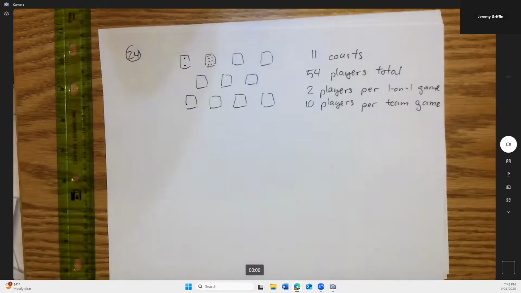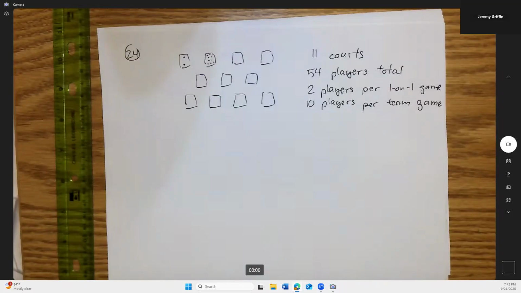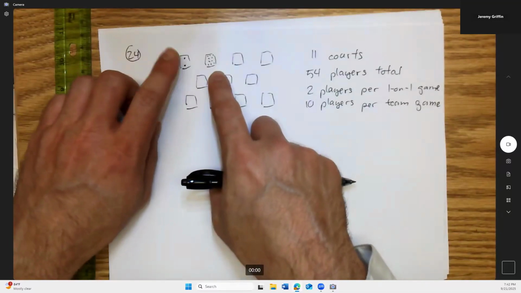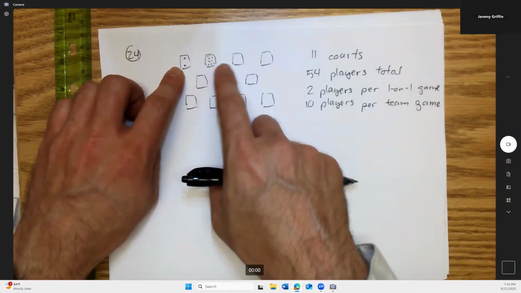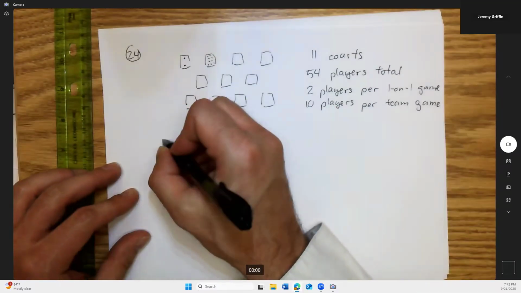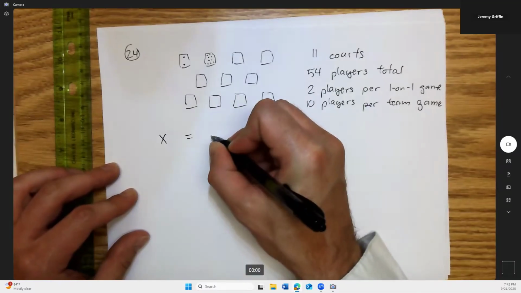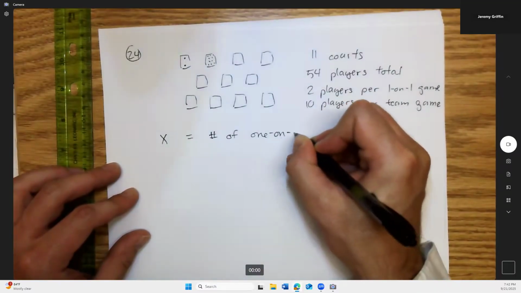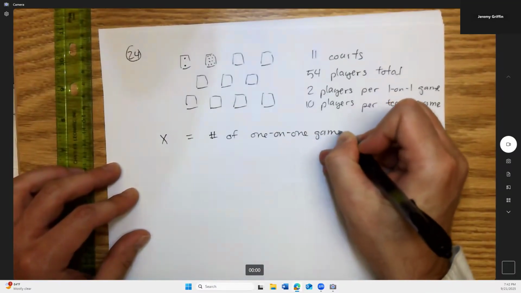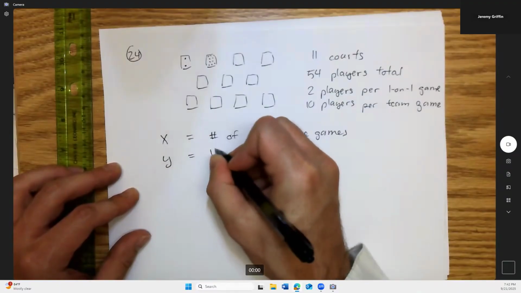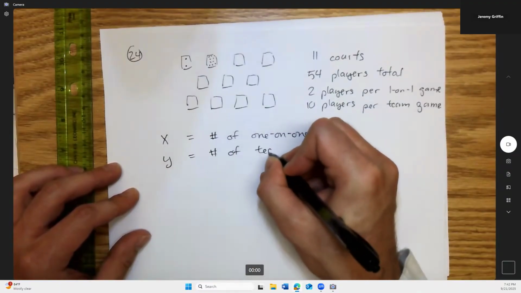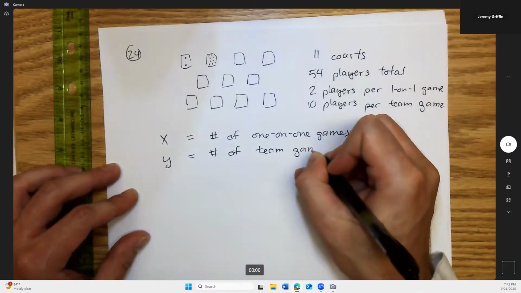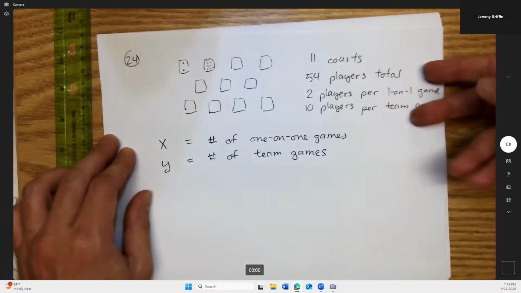All right, so how can we turn that into a system of equations and then solve that? And what would that represent? What I don't know is how many one-on-ones and how many of these team games are going on. That's sort of my x and my y right there. So I'll say x is the number of one-on-one games, and y equals the number of team games. I can make two equations out of that to satisfy these conditions.